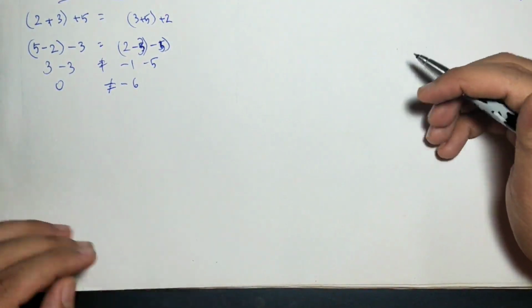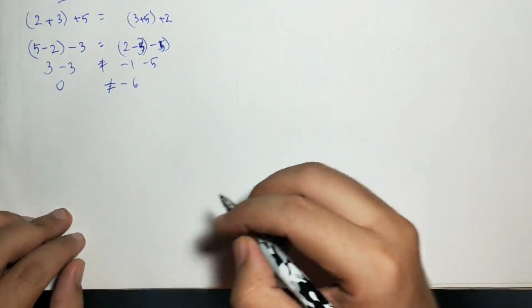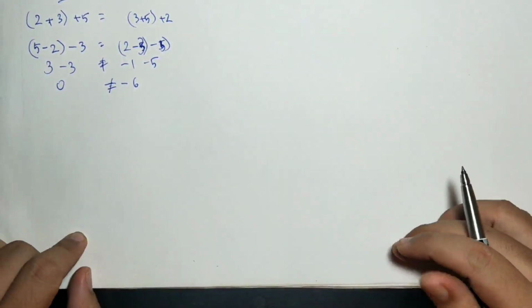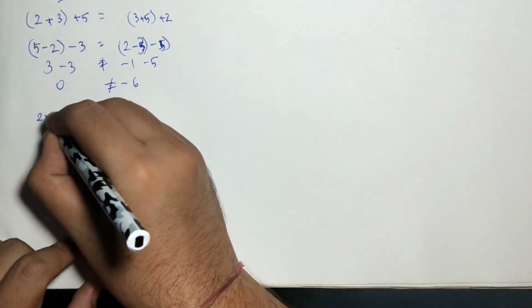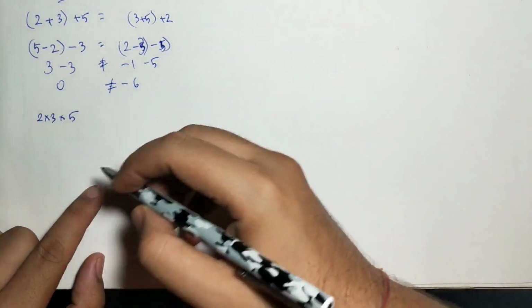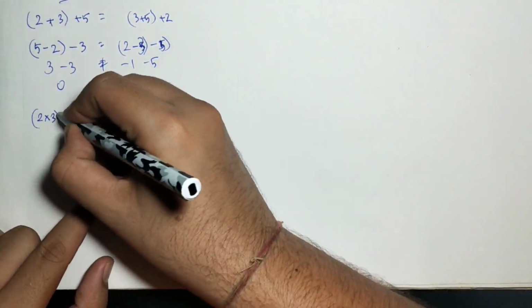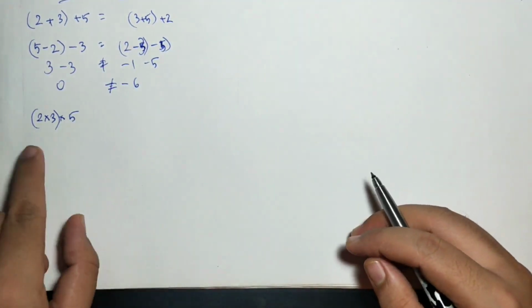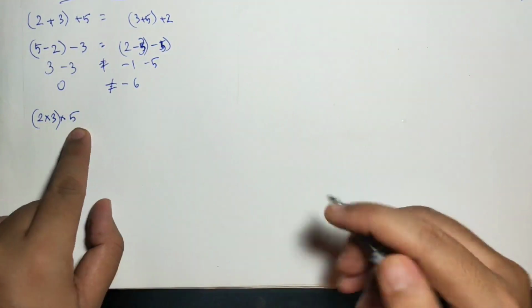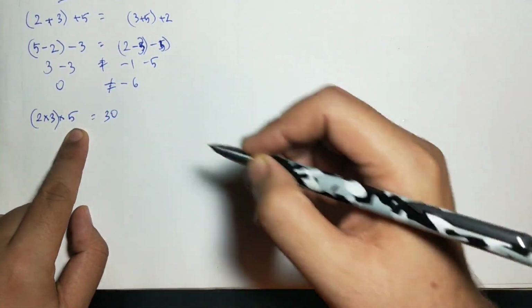Associative property over multiplication. Let us check the multiplication one. I am taking the three numbers same, 2, 3 and 5. So 2 multiplied by 3 multiplied by 5. If you multiply any two, let us multiply 2 and 3 first. So 2 into 3 is 6. After getting 6, you multiply with 5, you will get 30.